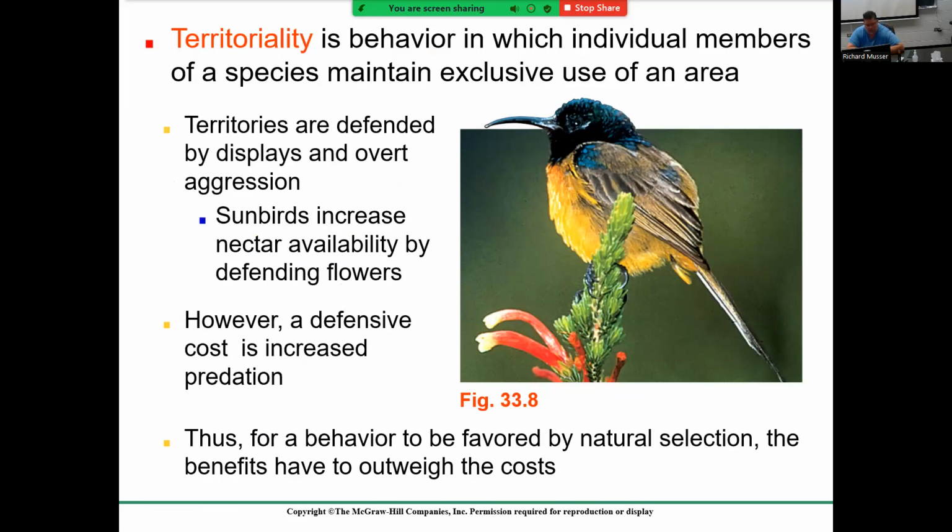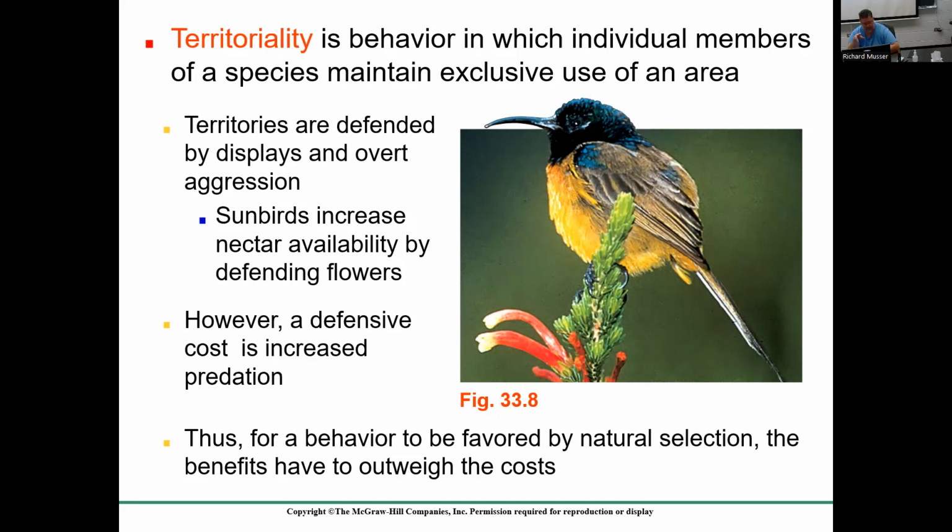This one's pretty obvious. Territoriality is the behavior in which individual members of a species maintain exclusive use of an area. There could be situations where a bird guards a certain territory. We can see this all the time with red-winged blackbirds. They'll guard a little area around the pond, and then chase off potential competitors in hopes of bringing a female into their mating area. So if they get a better area near the pond, they're probably more likely to have a higher mating percentage than the red-winged blackbird that got pushed out to the road somewhere, and his nest is by the roadside.